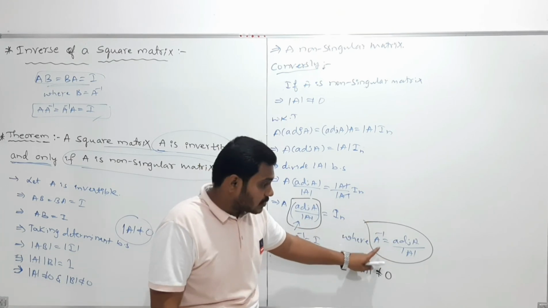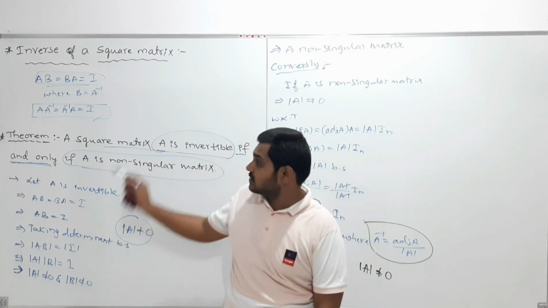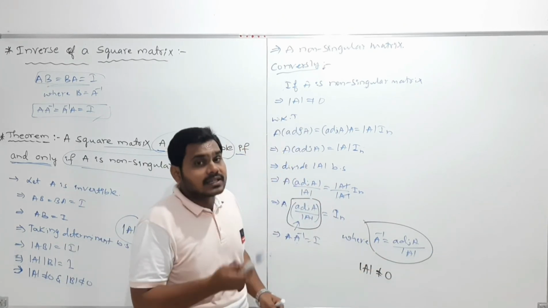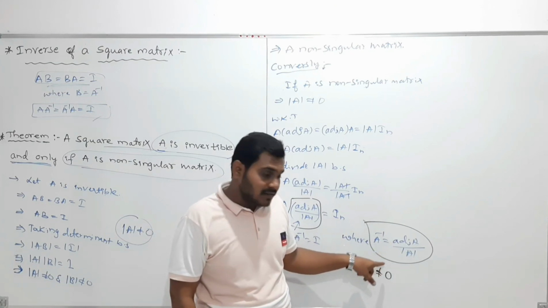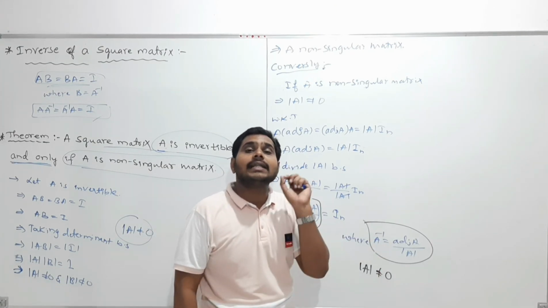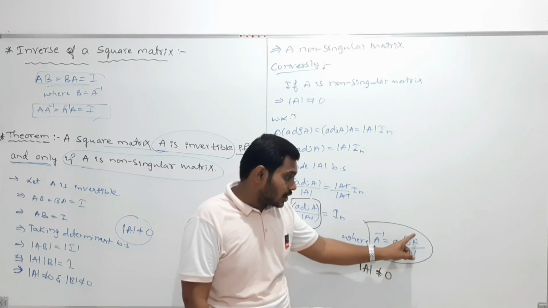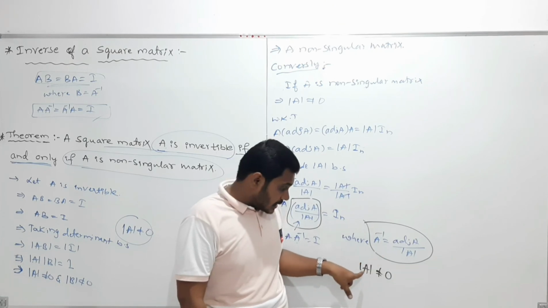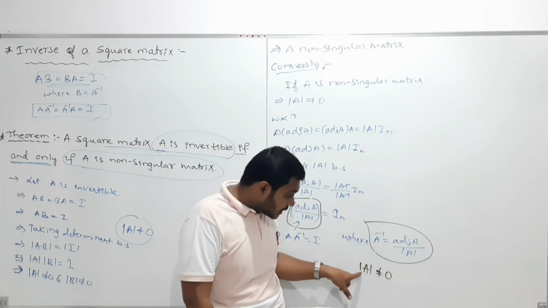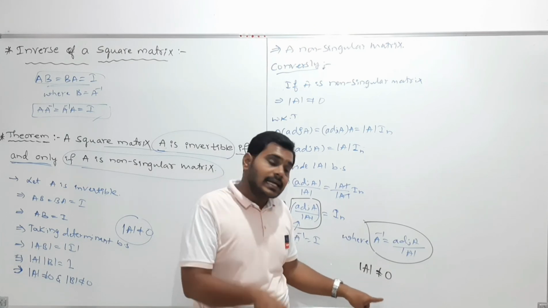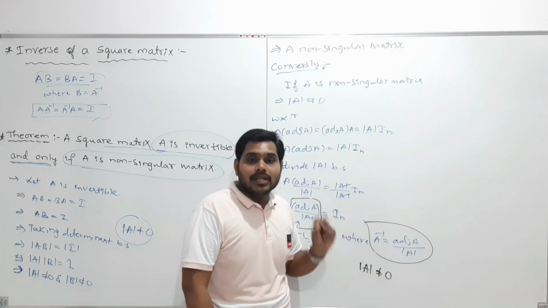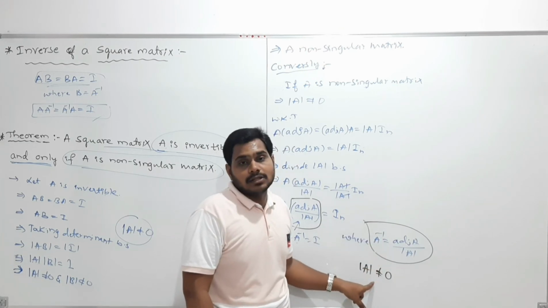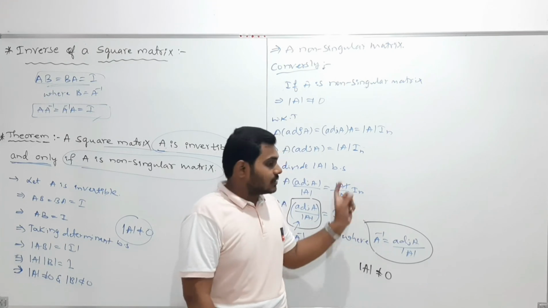So if you are getting confused with all this, just forget it all and just remember the result. Whenever you are going to find A inverse, you have the formula: A inverse is equal to adjoint of A divided by determinant of A, and the condition is determinant of A not equal to 0. Determinant of A not equal to 0 means A is non-singular. So whenever you are finding A inverse, you should check whether A is non-singular or singular. Clear? So this is the result.